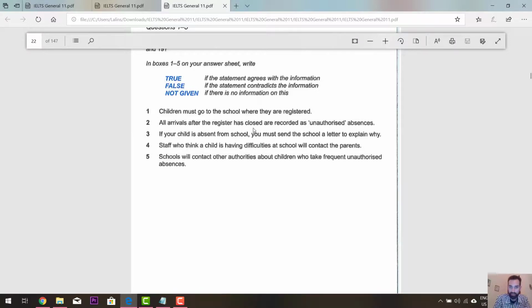If any part of this sentence isn't mentioned, like the most important part, such as what must be sent, such as a letter, or in this case, who should be contacting, such as staff who think a child is having difficulties at school will contact the parents. In this case, what it says in the text is that the parents who think their child is having difficulties would have to contact the school. So it's not false. It's actually just not given, because staff who think a child is having difficulties isn't even mentioned. It's only parents that were mentioned.